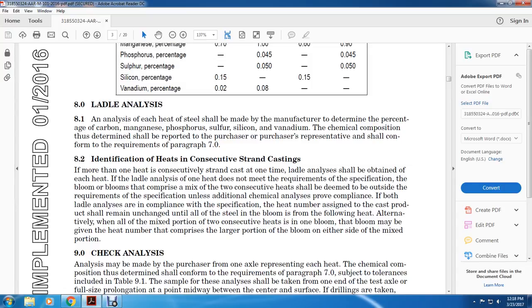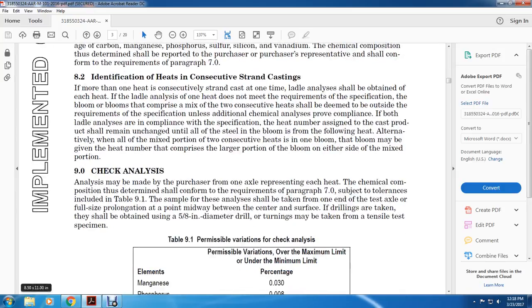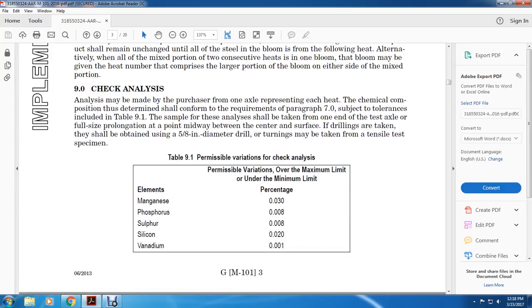If both ladle analyses are in compliance with the specification, the heat number assigned to the cast production shall remain unchanged until all the steel in the bloom is from the following heat, alternating when all mixed in proportion of the two consecutive heats in the one bloom. The bloom may be given the heat number of the comprising large portion of the bloom either side of the mixed portion. 9.0. Check analysis.